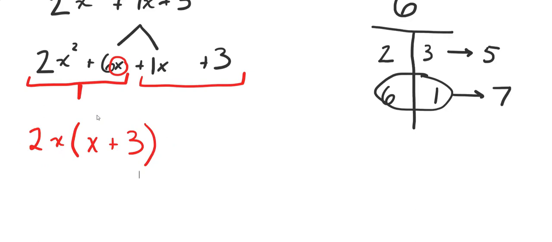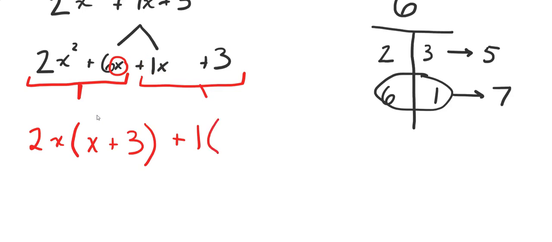Let's do the same thing here now. What can we take out of 1x and 3? Let's treat this as a separate greatest common factor problem. Well, 1x and 3, the only thing they really have in common is a 1, so we can only take out a 1. And they don't have an x in common, so we can't take out an x from this. This has an x, but that doesn't. So what we're doing here is just taking out a 1.